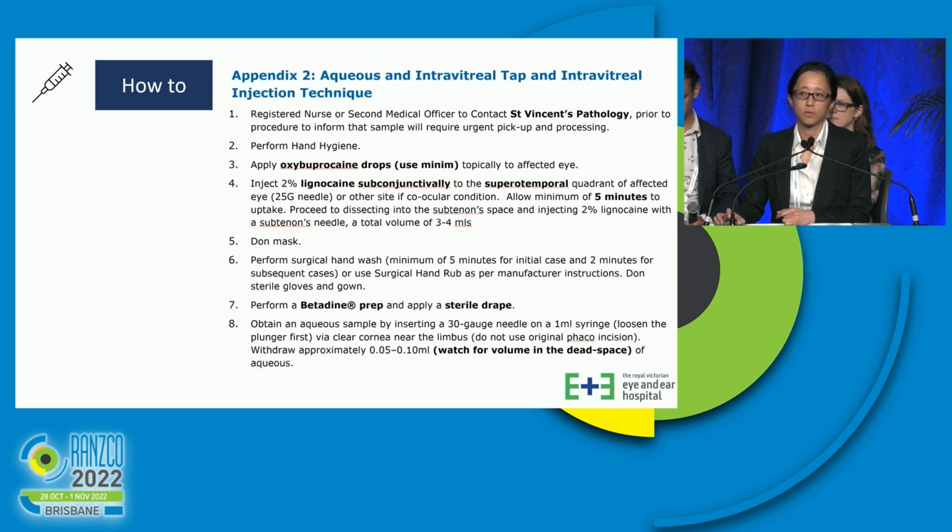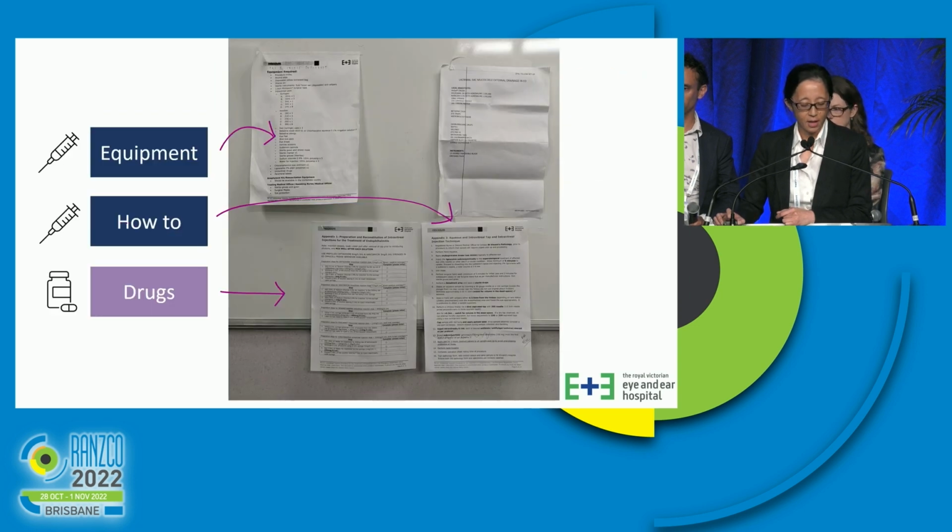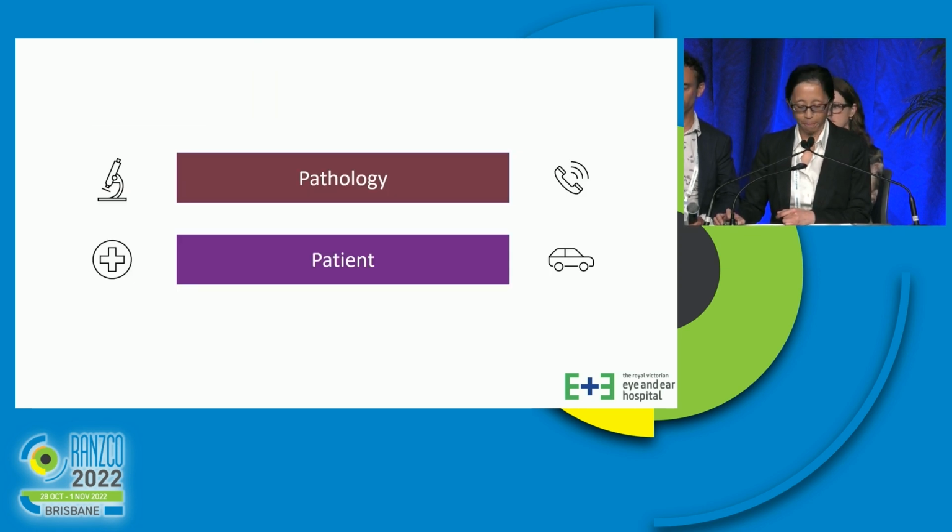And finally, for those of you who are more junior in the audience or who don't do tap and injects very often, there's a step-by-step guide on how to do an aqueous tap, and a vitreous tap, and an injection. And we have each of these essential pages stuck up on our wall in our procedure room at our Eye Hospital emergency, so they are on hand, so you don't have to try and download them from somewhere and grapple with printers that often don't work.